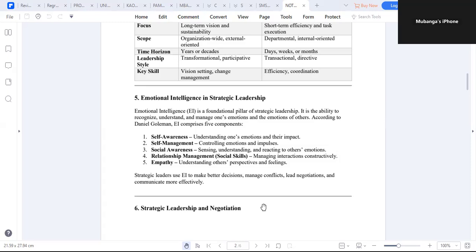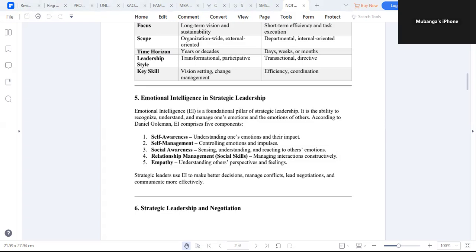So what is involved in self-awareness? You need to understand one's emotions and their impact. What this simply means is that you need to know how you feel and why you feel so. So strategic leaders should understand their emotional triggers and how their moods and behaviors will affect decision making and the relationships within the organization. It also looks at self-management. Under self-management, it looks at controlling emotions and impulses. Here, leaders must stay calm. They must be in control, especially in tough situations. So this means that you must be able to manage stress, avoid overreacting, and stay focused.